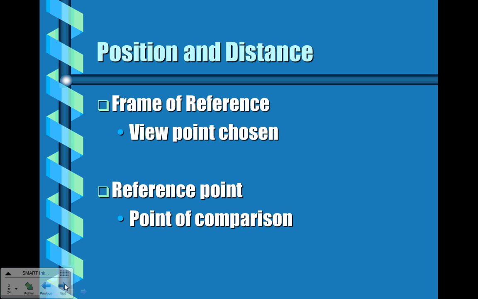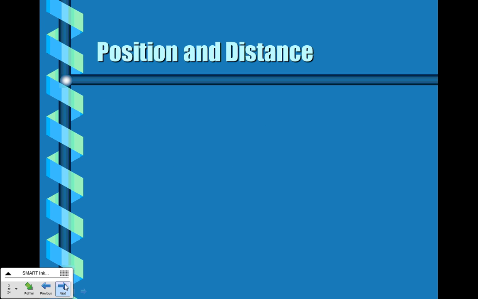Generally speaking, we might say in physics that a frame of reference would be what direction is positive and what direction is negative, and then the reference point would be where's your 0 point, what point you are always comparing where you're going from to.